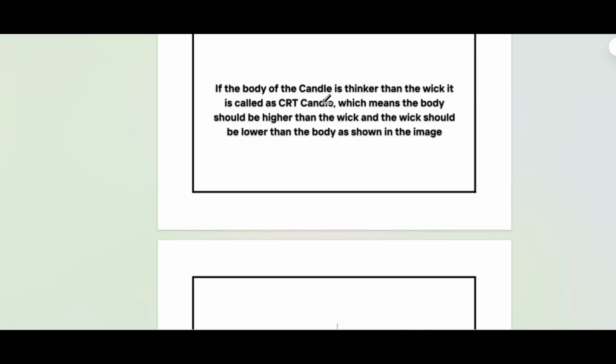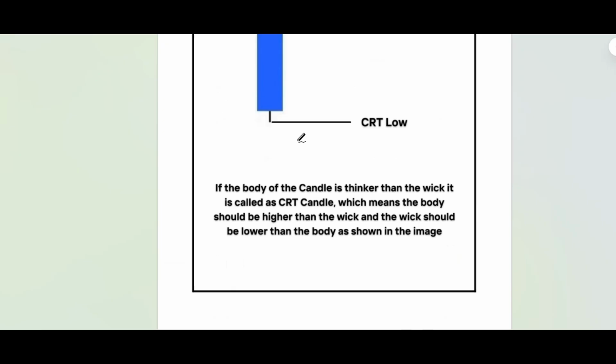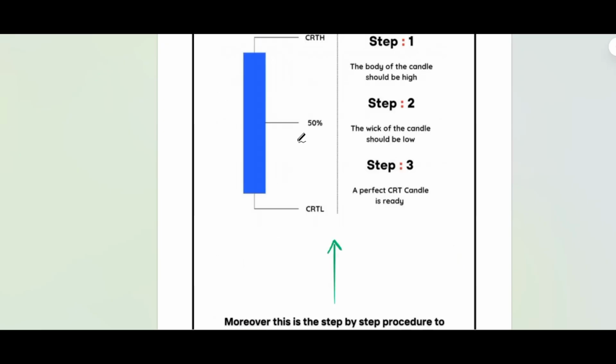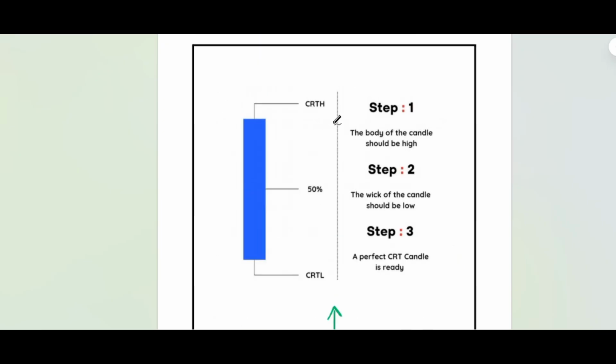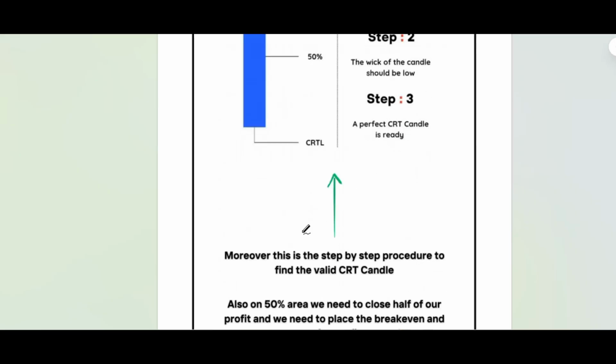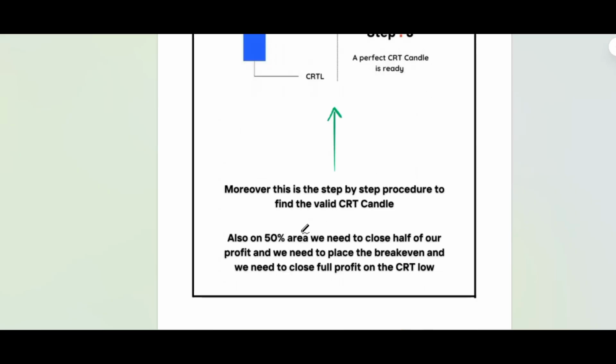Now, if the body of the candle is thicker than the wick, it is called the CRT candle, which means that the body should be higher than the wick and the wick should be lower than the body, as shown in the image below. So step 1, the body of the candle should be very high, like this one. The second thing is the wick of the candle should be low. We have the wick on both sides and the wick should be smaller than the body. And from there, a perfect CRT is ready.